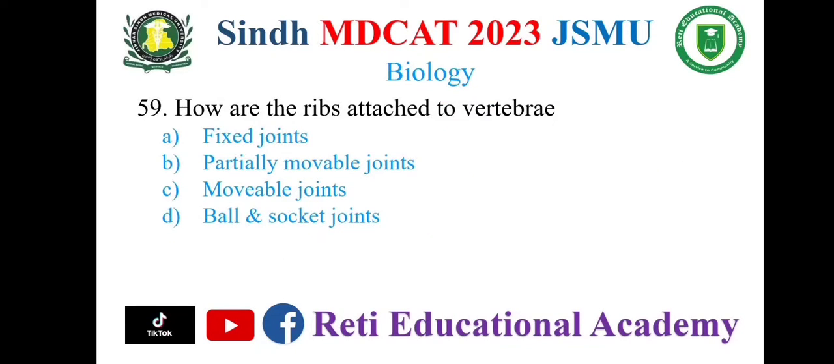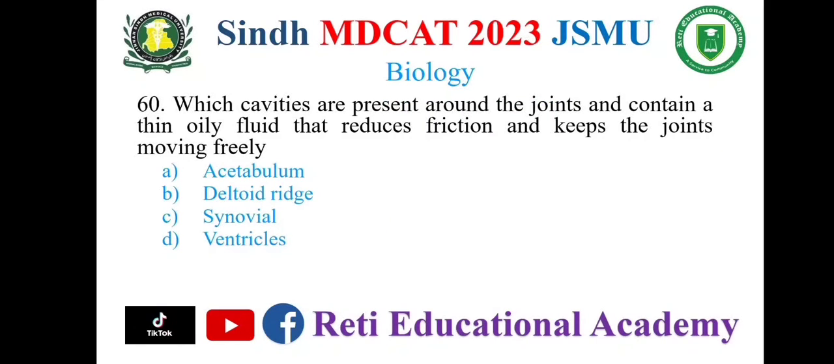And the correct option is D. Question number 59. How are the ribs attached to vertebrae? A. Fixed joints, B. Partially movable joints, C. Movable joints, D. Ball and socket joints. And the correct option is B. Partially movable joints. Question number 60.